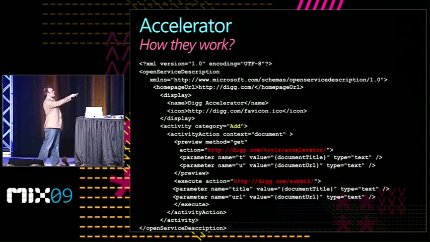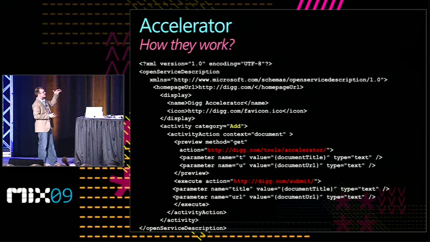Now, within that XML manifest, there are a few things to note in what gets presented. Once again, this is an open service description file, so it's a very standardized XML document. And I can reference a few different things in here which allow for the accelerator to be presented in a very specific way when you right-click on that content. The first is I obviously give it a name. That's the name that's going to be displayed.